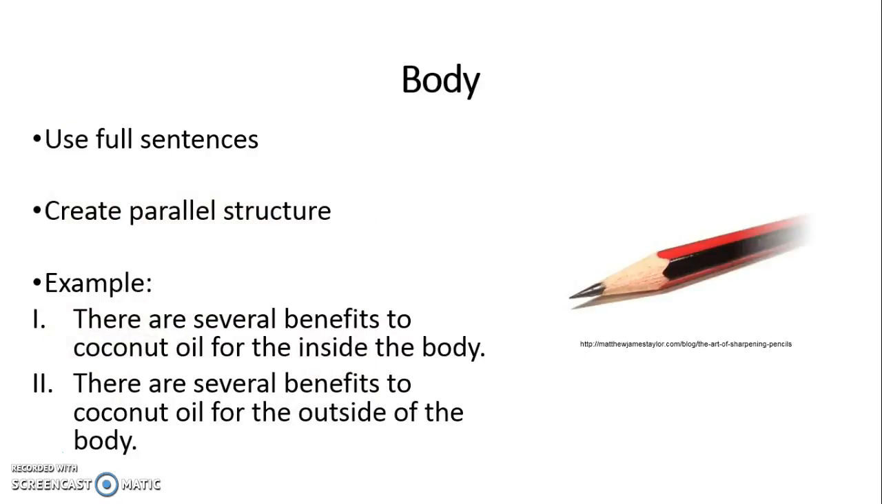So here is an example of what you would have in your body. Remember, we're using full sentences. And in general, it's a good idea to have parallel structure. So here's our example. Student A came up with, there are several benefits to coconut oil for the inside of the body. And there are several benefits to coconut oil for the outside of the body. These are both really strong sentences for a full sentence outline. Keep in mind, the sentences do not need to be overly complex. They just need to tell the person who's reading your information what that main point or even subpoint will cover.